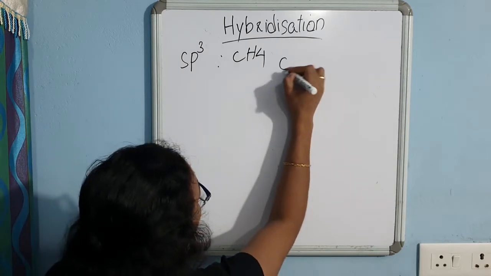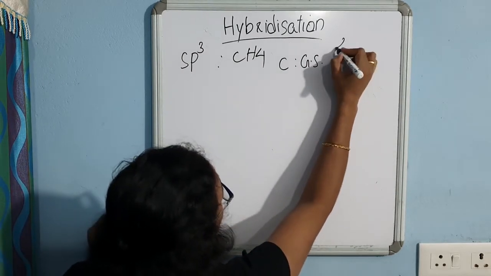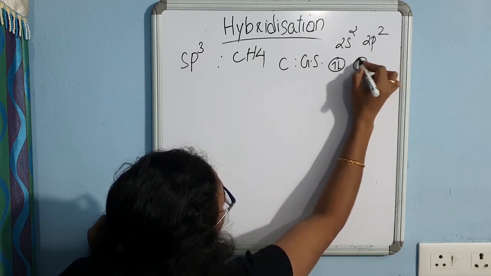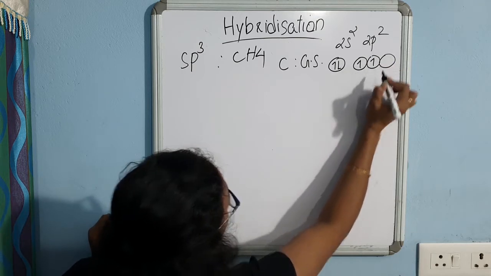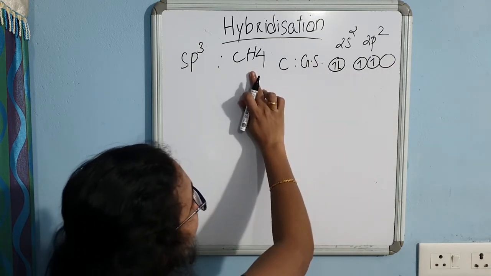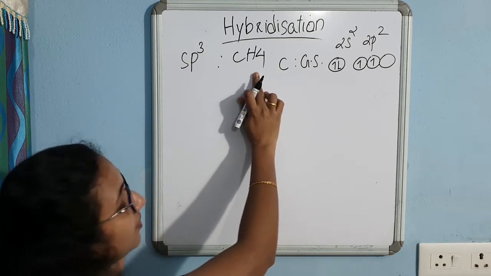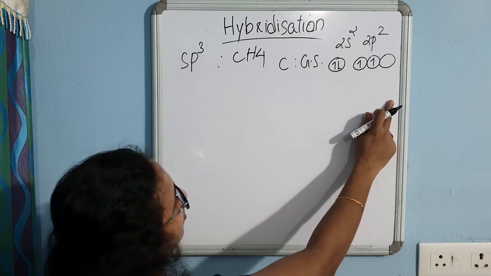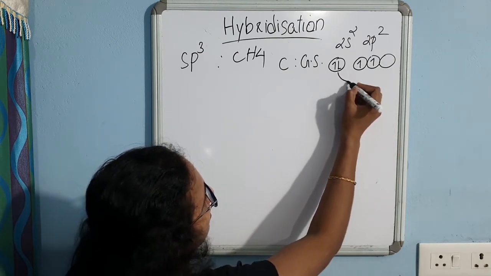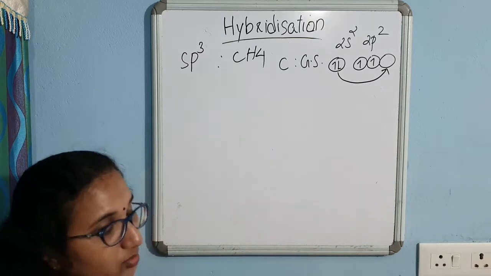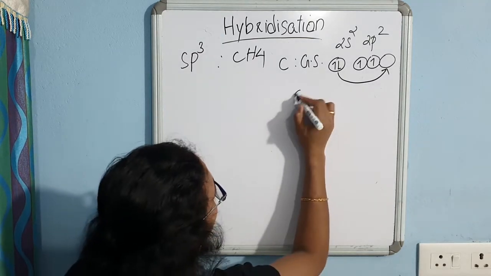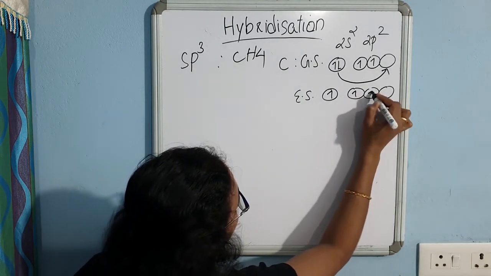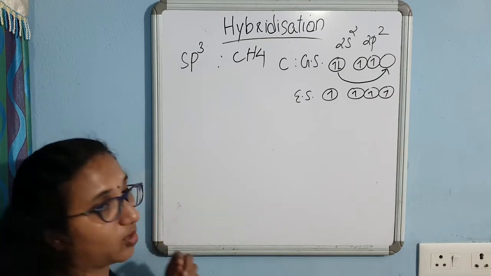And for carbon atom, we know the ground state configuration is 2s2 2p2. This is the ground state, and in order to make available 4 half-filled atomic orbitals for combining with 4 hydrogen atoms, one of the 2s electrons will be promoted to the 2p subshell, and the excited state configuration becomes 2s1 2p3. Now 4 half-filled orbitals are ready.